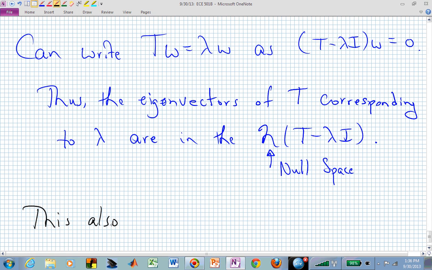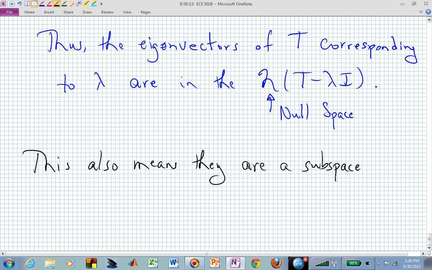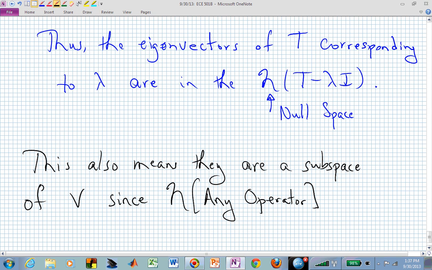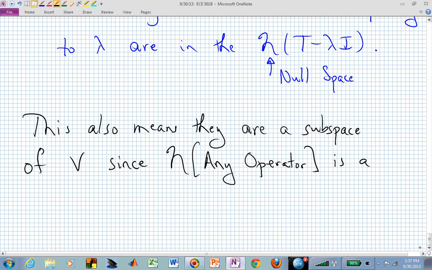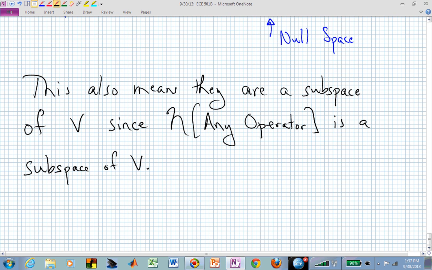This relationship also means these vectors, they are a subspace of the original vector space V, since the null space of any operator is a subspace of V. So now we can think in terms of these one-dimensional subspaces.